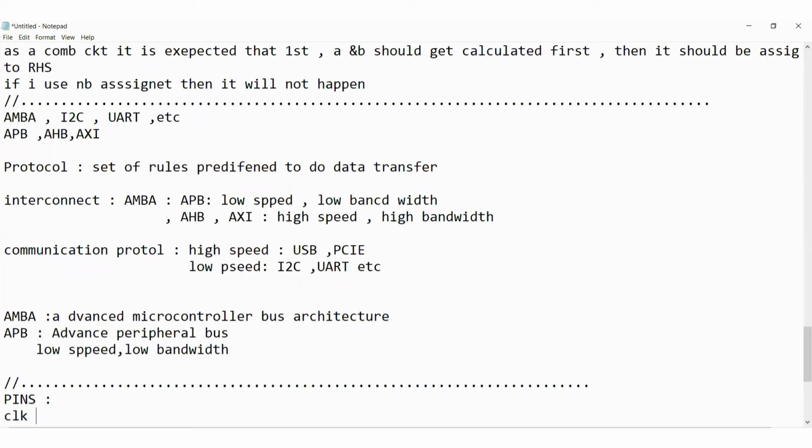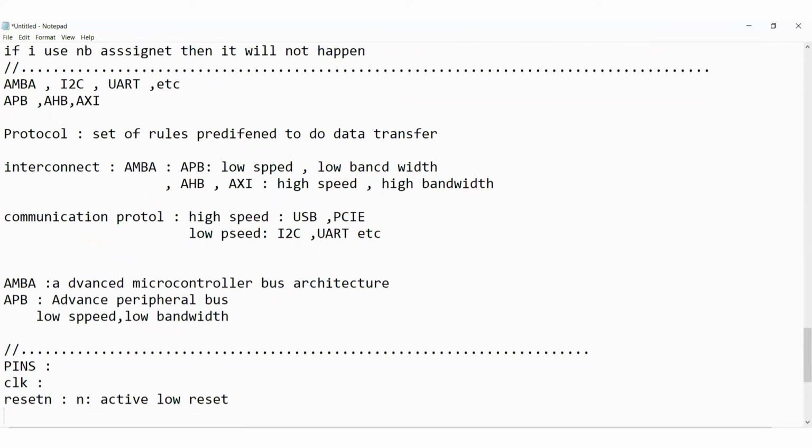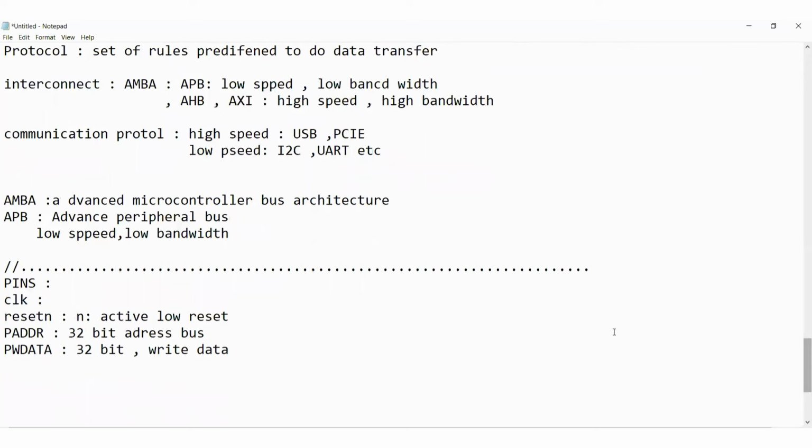First one is your clock. Next one is your reset N. What does this N stand for? N means it is the active low reset. Now there is PADDR, the address. P stands for APB. In APB, whatever pins you use will have this P prefix. Address is a 32-bit address bus. You are going to send the address on this bus. Then PWDATA. It is also 32-bit write data. Whenever you want to write something, you have to send the data on this bus.